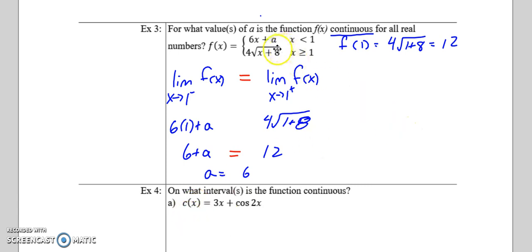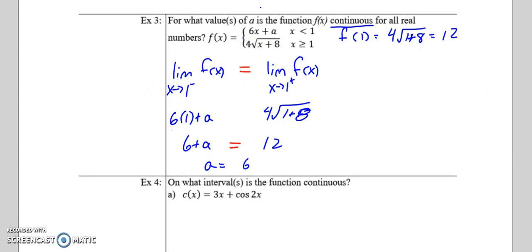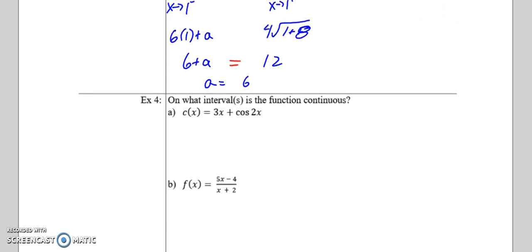Now, if you have more than one unknown, maybe a and b or whatever, you might have to get a separate equation. Sometimes you set the limits equal and use the function value to get a system of equations. All depends what it is, but this is the big piece, and most of them are going to look like this.